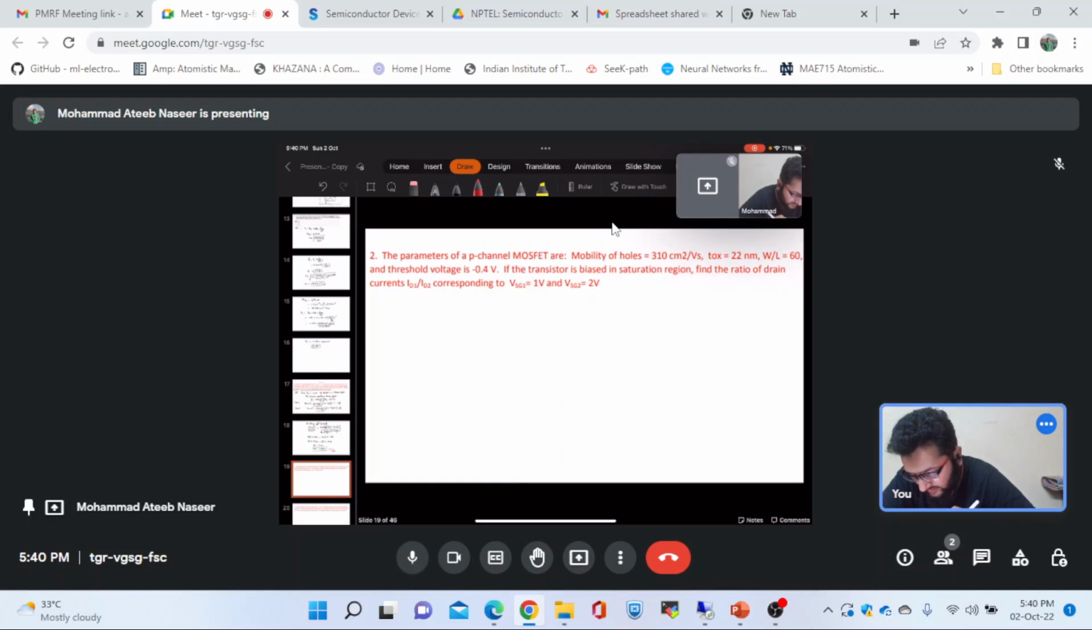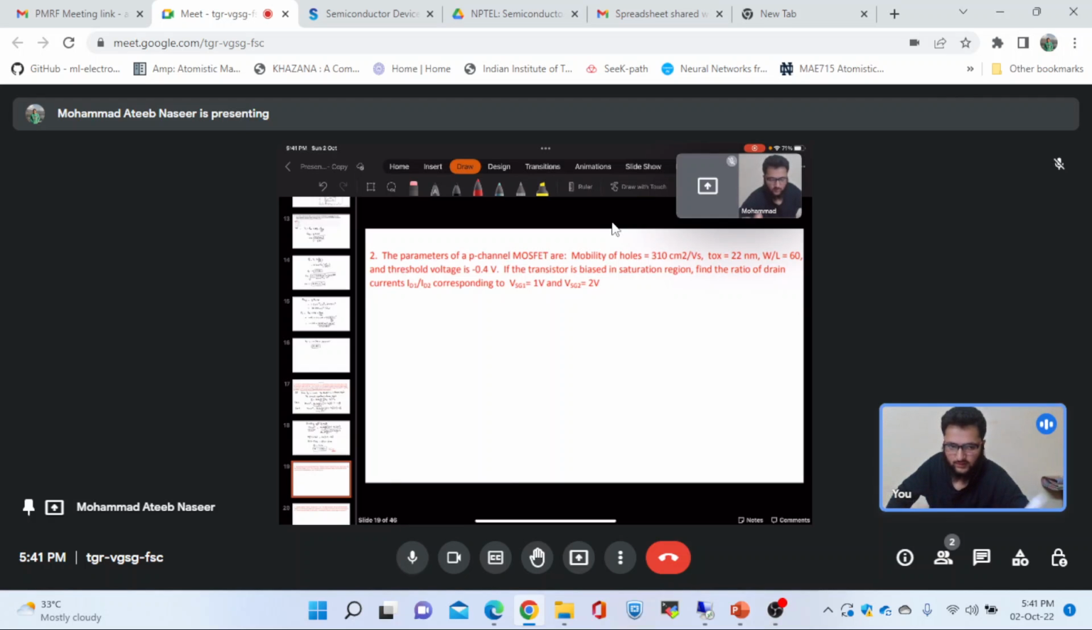Now let's move to another problem. It says that we have been given a MOSFET. This time it's not the N-type MOSFET. This time we are having the P-channel MOSFET. The mobility of the holes is equal to 310 centimeters square per volt second. The thickness of the oxide is 22 nanometers, while the W by L ratio is equal to 60. This time the threshold voltage is given, and it is equal to minus 0.4 volts. And this transistor is biased in saturation this time. Previously it was biased in the linear region.